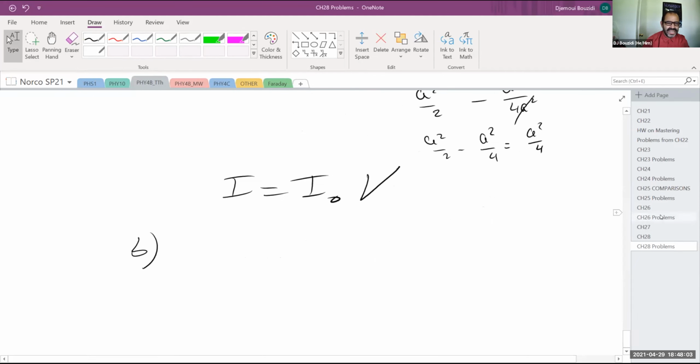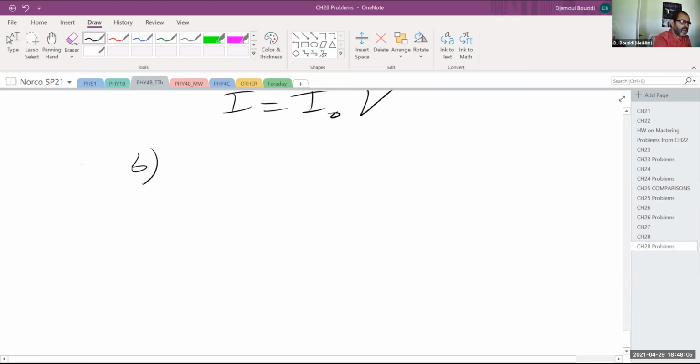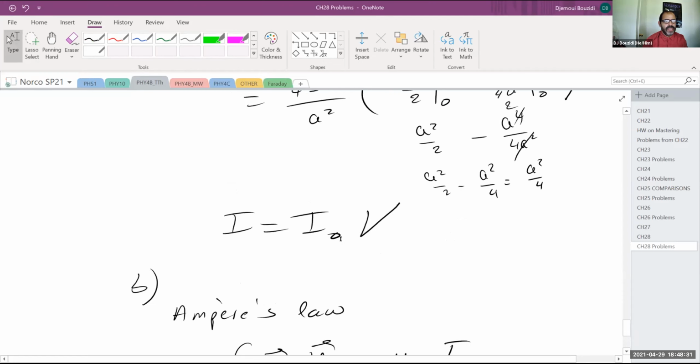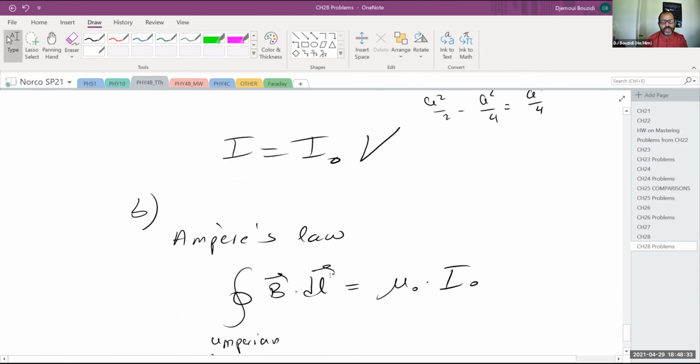So because of that, I'm going to use Ampere's law. And Ampere's law tells me the circulation about this Amperian loop, which is a fictitious loop, it doesn't exist, is going to be equal to mu naught times the current enclosed, and the current enclosed is I naught. I just calculated it. The entire current enclosed from 0 to A is just I naught.